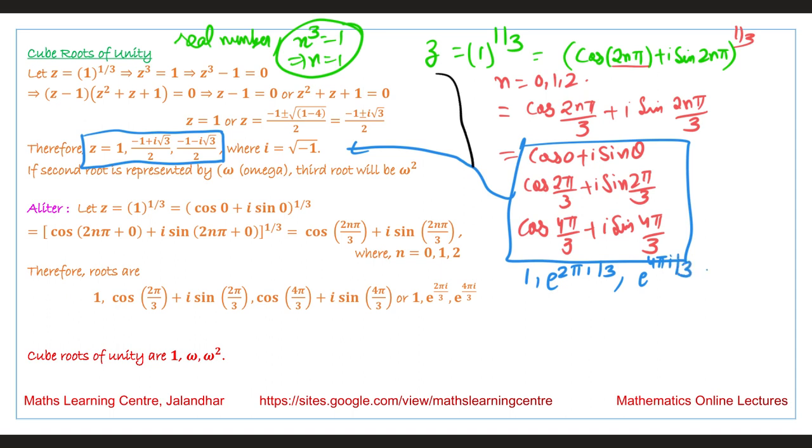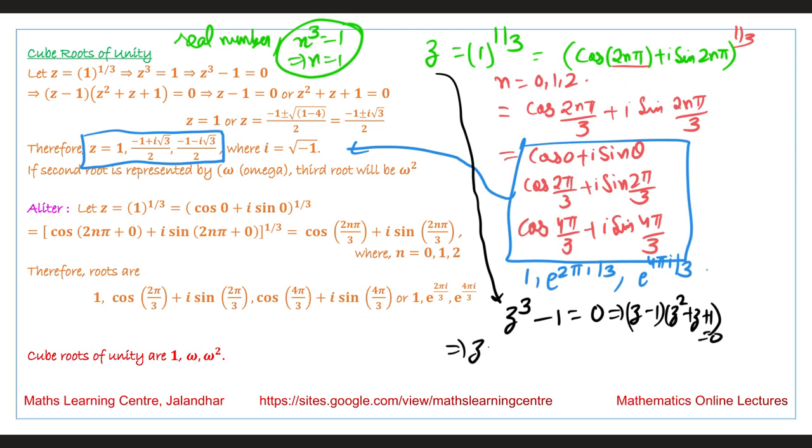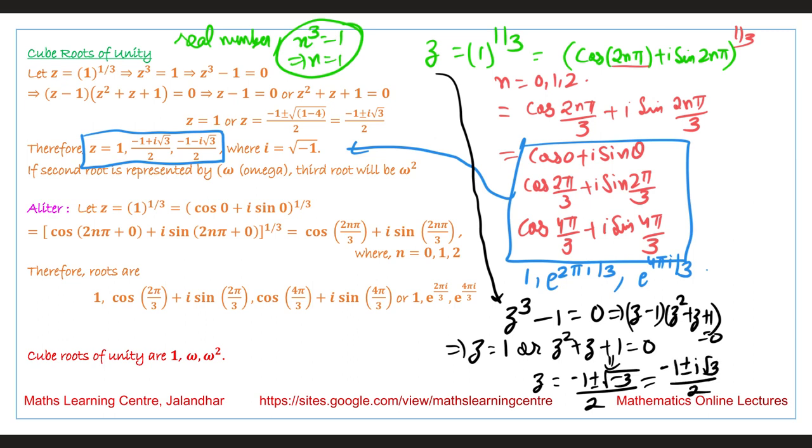Another way to solve this equation is, we write z cube minus 1 is equal to 0. So this implies z minus 1 into z square plus z plus 1 is equal to 0. So this implies z is equal to 1 or z square plus z plus 1 is equal to 0, and this quadratic equation will have the roots z is equal to minus 1 plus minus square root of minus 3 by 2. So that is equal to minus 1 plus minus iota root 3 by 2. So we have 3 roots of unity.